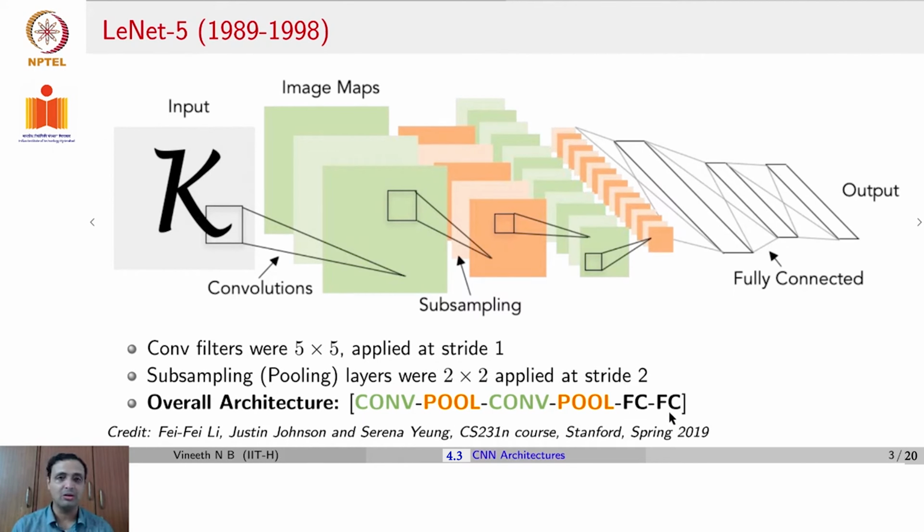This is a common way of writing out architectures of neural networks, where you say conv, pool, conv, pool, fc, fc. It denotes a convolutional layer followed by a pooling layer, followed by a convolutional layer, followed by a pooling layer, fc layer, and fc layer. Even architectures until today follow similar principles in their design of CNN architectures.